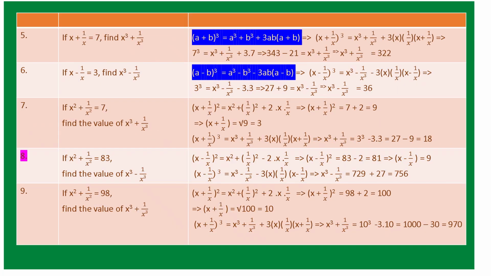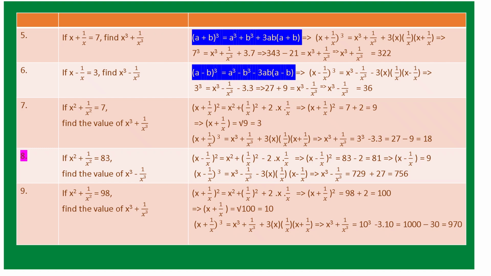These are a set of sums where the degree of the given expression will be 1 and being asked for is x cube. So how do we go about it? The given degree is smaller than the degree of the expression which is being asked for. So immediately you write the formula or the identity of the expression that is being asked for, and then replace the values.